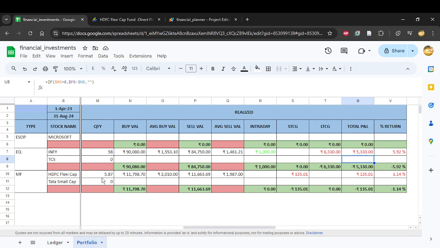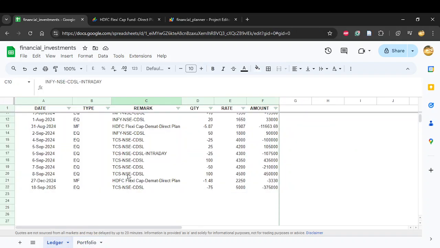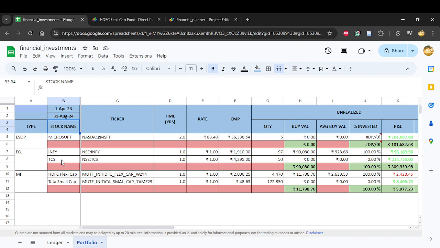Now coming to how the portfolio will look. So here in the portfolio, what we have is, let's say, the date from which to which we are trying to calculate the realized profit and losses, the type of investment it is, the stock name. So whatever name we have put here for each of these stocks, we have to put the same names here to track their current values as well as the realized profit and losses. And in the ticker section, we are mentioning the exchange from which we are going to fetch the current market price for this stock, and the ticker symbol which is identified with that stock.